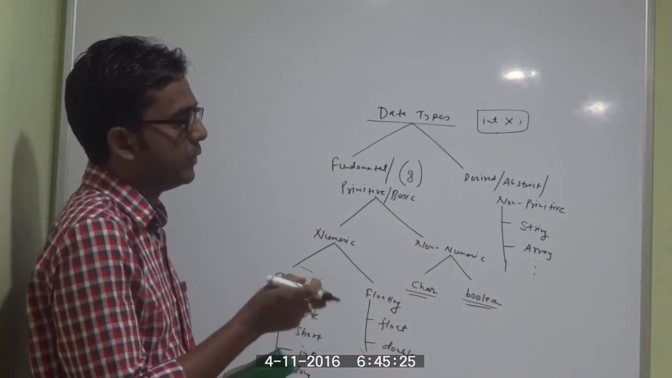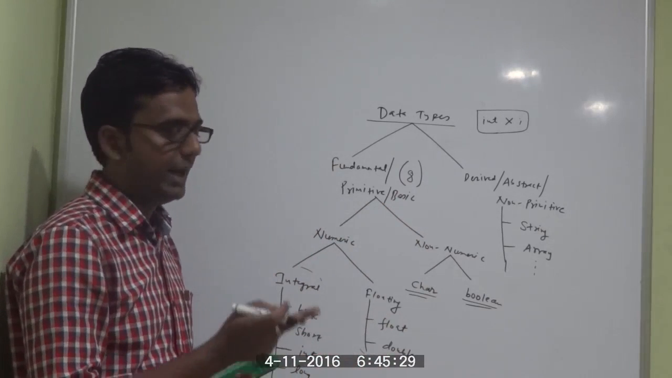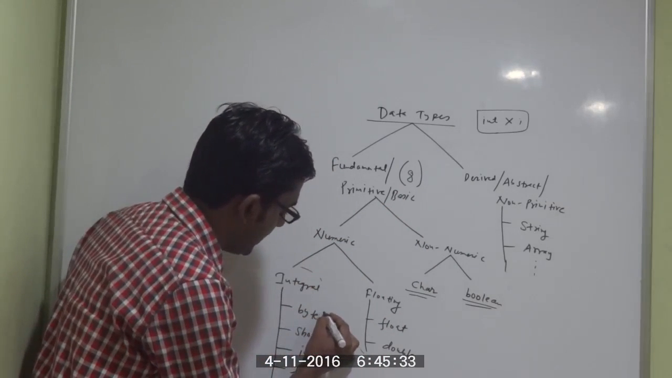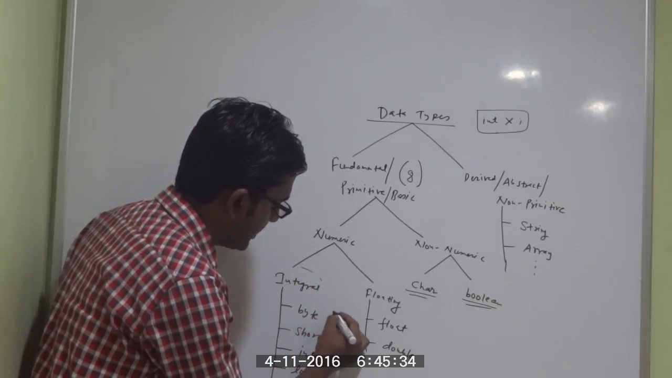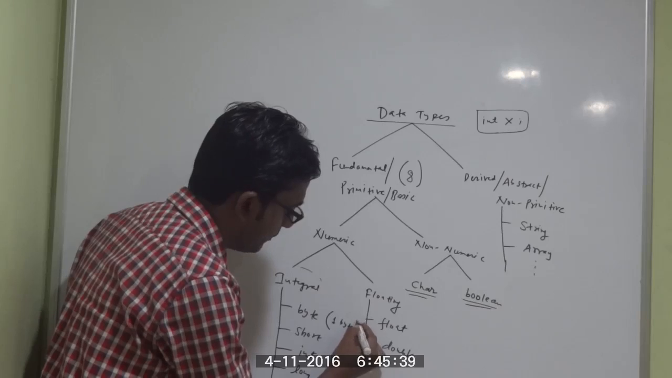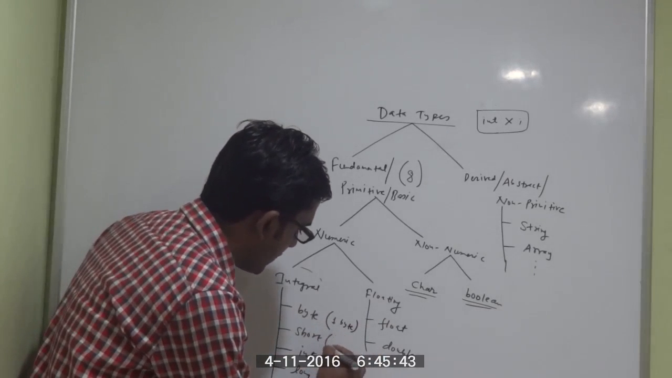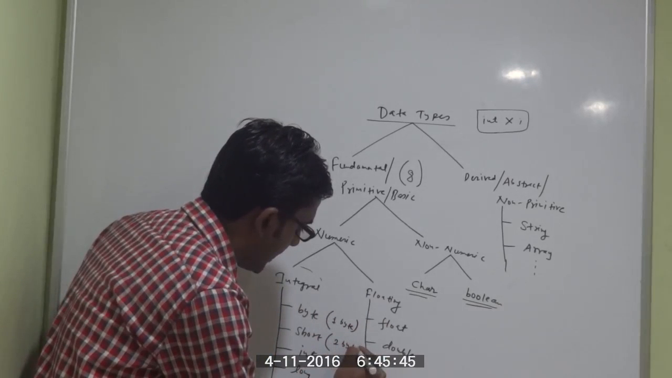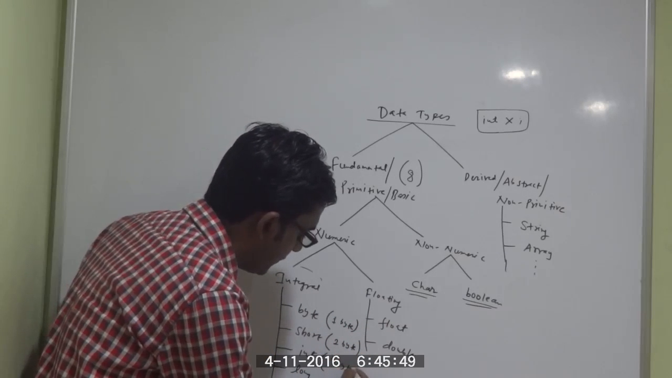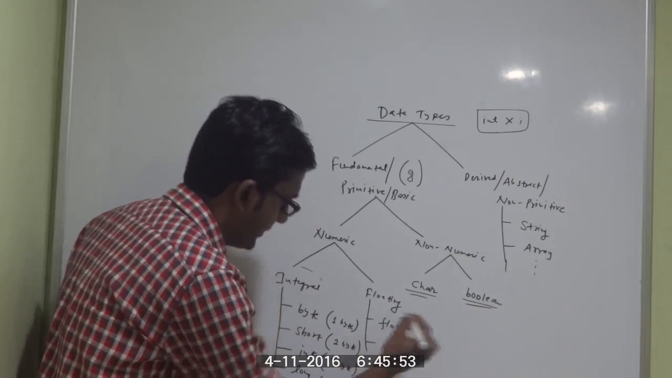Now, the memory that will be allocated, what size will be allocated to that variable, we need to understand. This means if you are declaring any variable as byte, then it will need 1 byte of memory. 1 byte means 8 bit. Short data type will require 2 bytes of memory. Int will require 4 bytes. Long will require 8 bytes.